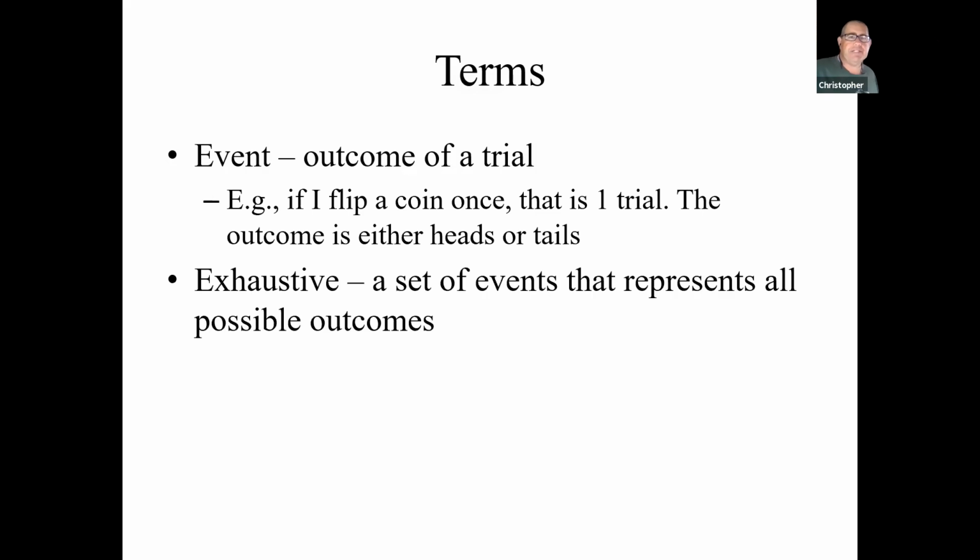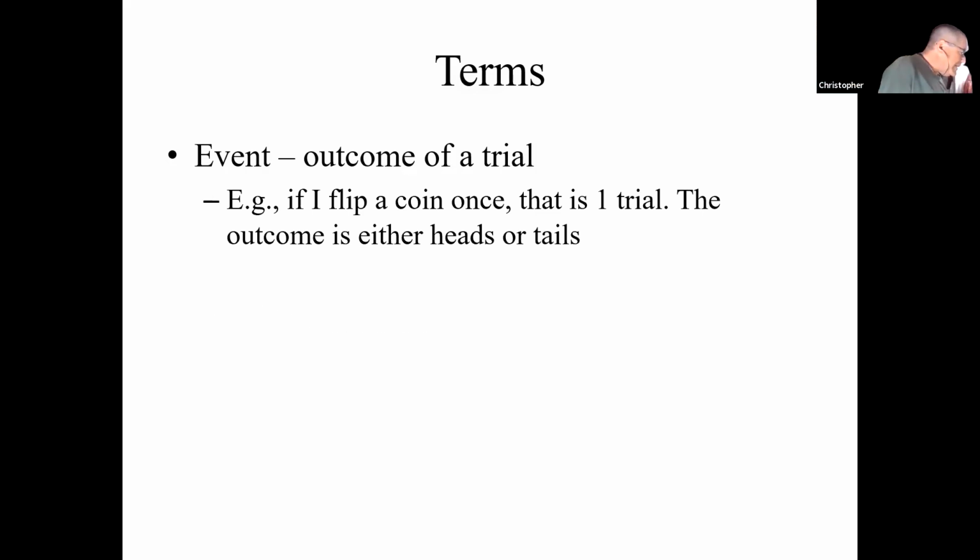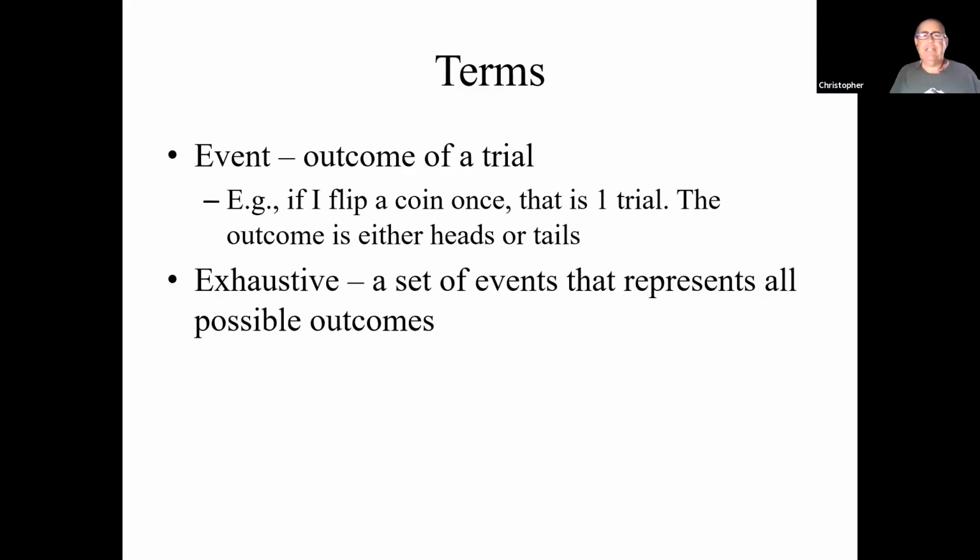Simply what happens. Another term we see is exhaustive. A set of events that represents all possible outcomes. So we have a coin, you flip it, it's either heads or tails. That's all of the possible outcomes. That's the only two things that can happen. So that would be an exhaustive set of events.